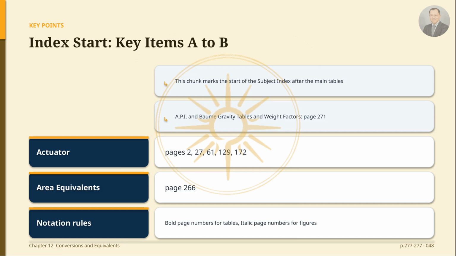This slide is the beginning of the subject index, organized so that you can quickly find content in the main text. In particular, please first familiarize yourself with the notation rule that bold text means a table and italics mean a figure. For example, the actuator item appears in several places from this page to page 172, and area equivalents can be found on page 266.